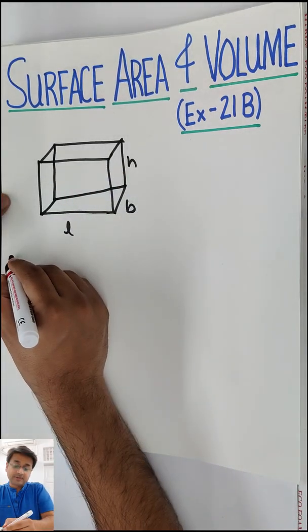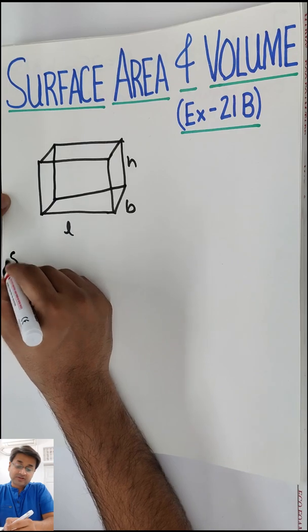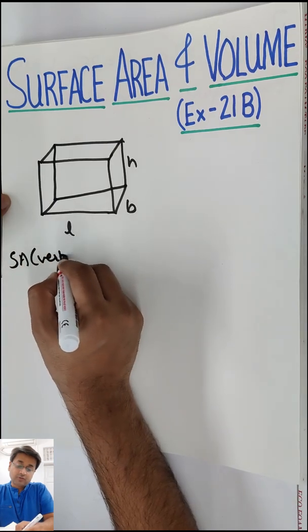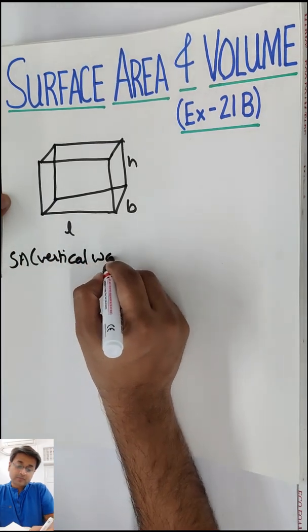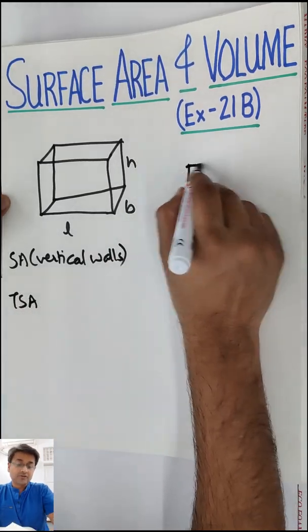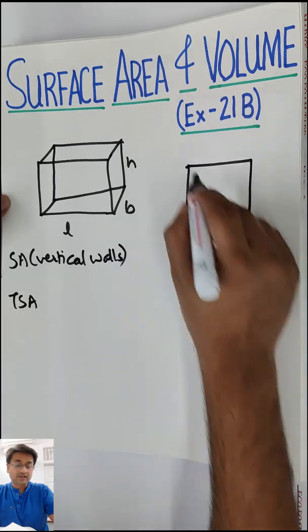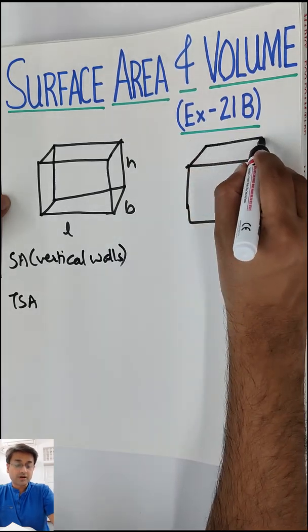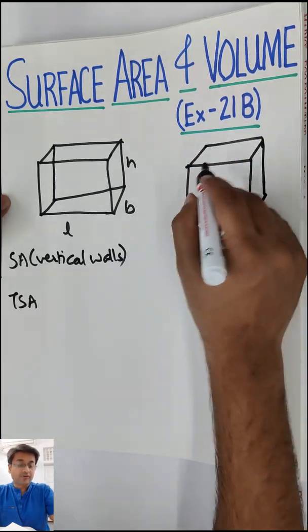So surface area will be two types. One will be surface area of vertical walls, and the second one will be total surface area. So here we will be having for both cube as well as cuboid. Alright, so let us understand from the point of view of the cube.